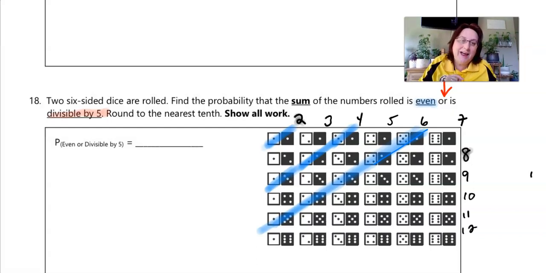Again, this is diagonal. Okay, I would go to 6 plus 2. Okay, 6 plus 2, 5 plus 3. Oh, this whole row right here, 4 plus 4, those are even.